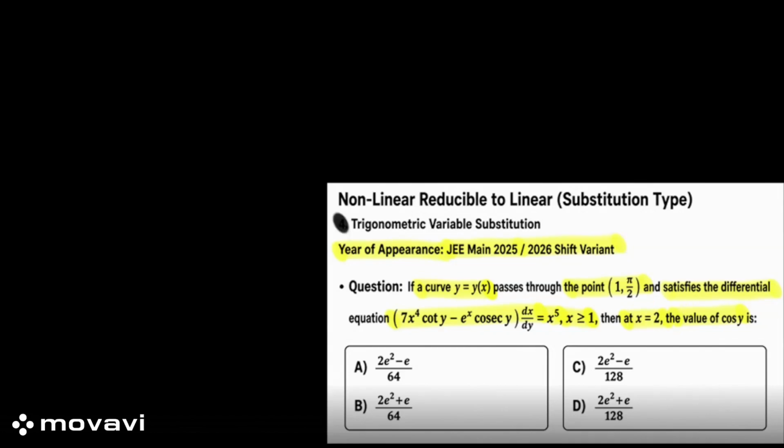The question can be analyzed as follows. First, we will solve the differential equation to get the equation of the curve y equals y(x), which passes through this point, which gives us the initial condition to find the value of c. In the particular solution, we can substitute x equals 2 and get the value of cos y. Let us see how we can do that. First, the given differential equation.